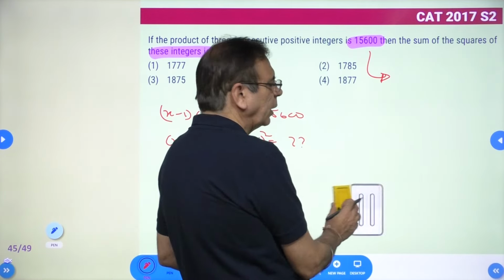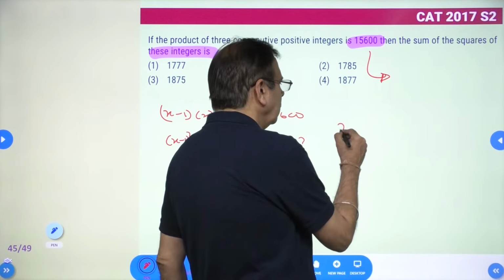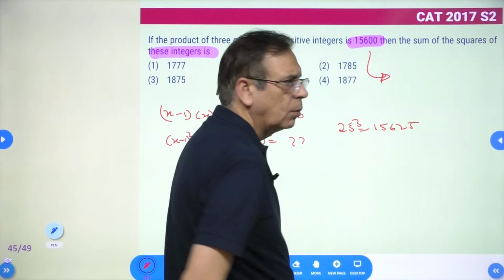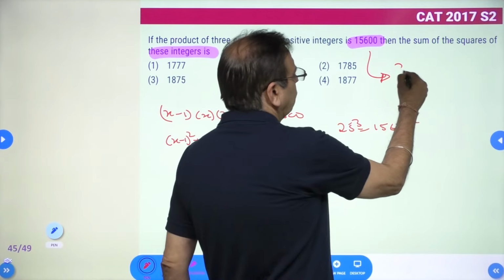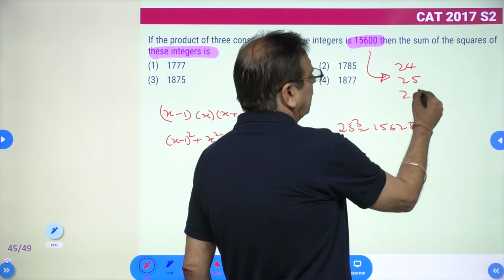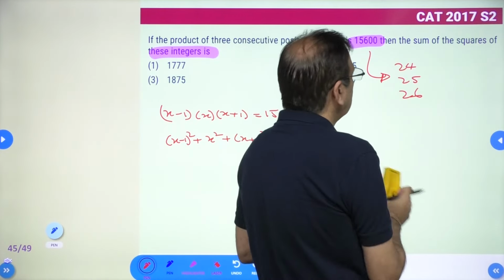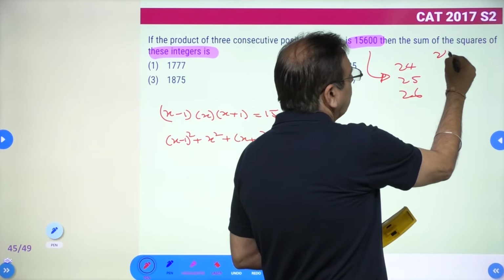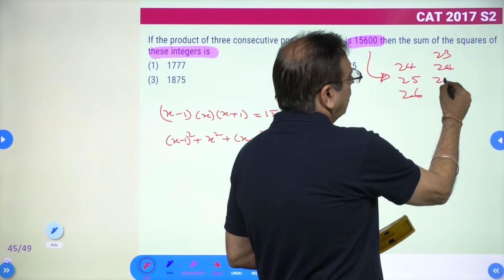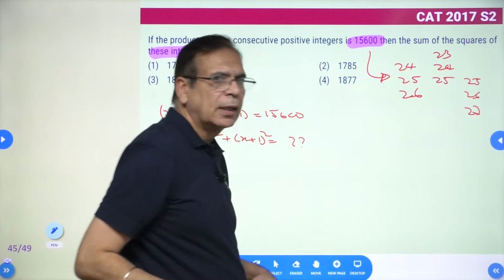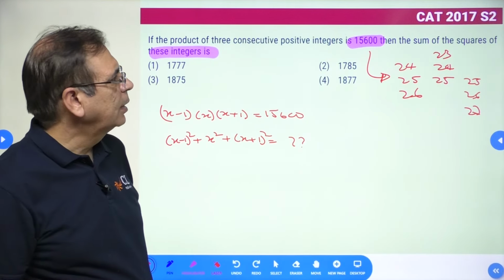So what about 25 cube? Look at the middle one. 25 cube is 15625. What does that tell you? The numbers should be 24, 25, 26. Why am I saying 24, 25, 26? You could say it could even be 23, 24, 25, or 25, 26, 27. Why have I removed these cases?